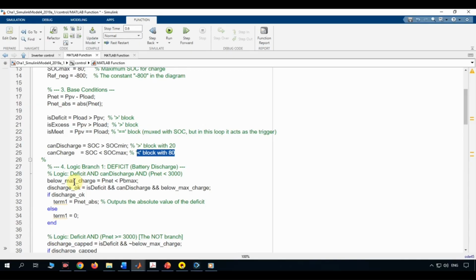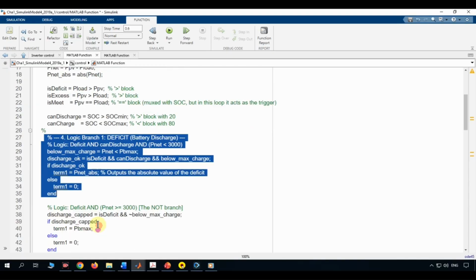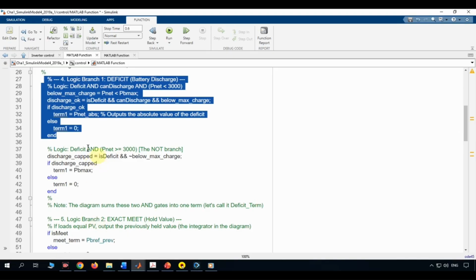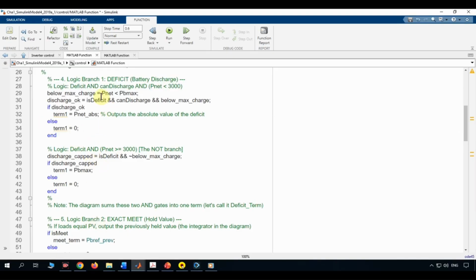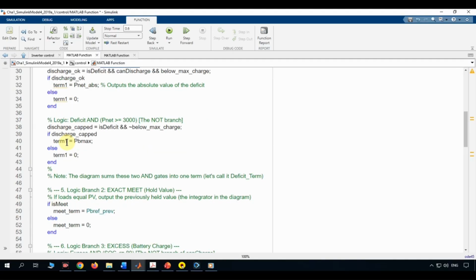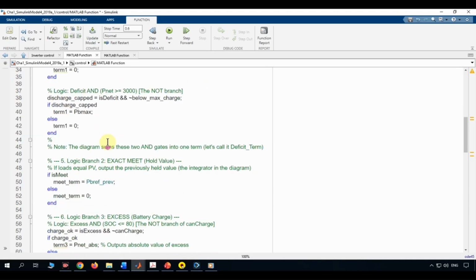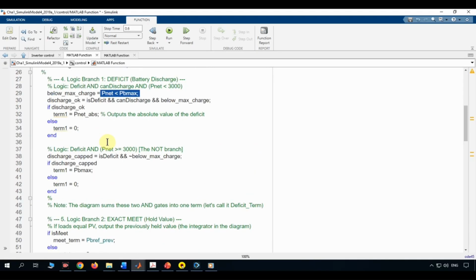When there's a deficit and the battery's allowed to discharge, there are actually two subcases here, mirroring the two end gates you'd see stacked in the block diagram. First subcase, the shortfall is smaller than the battery's power rating, Pmax, 3000 watts. In that case, just discharge exactly enough to cover the shortfall. Term1 equals PNet_abs. Second subcase, the shortfall is larger than what the battery can supply. In that case, cap it, discharge at the maximum rate, Pmax, rather than trying to cover a deficit the battery physically can't handle. Notice the second if block overwrites term1 rather than adding to it.